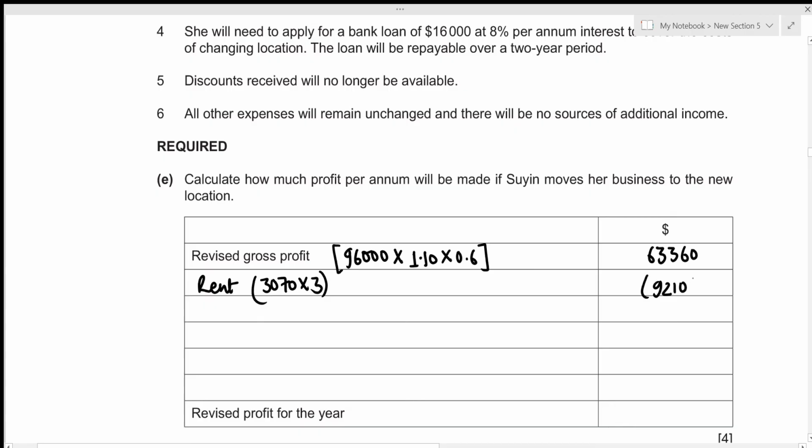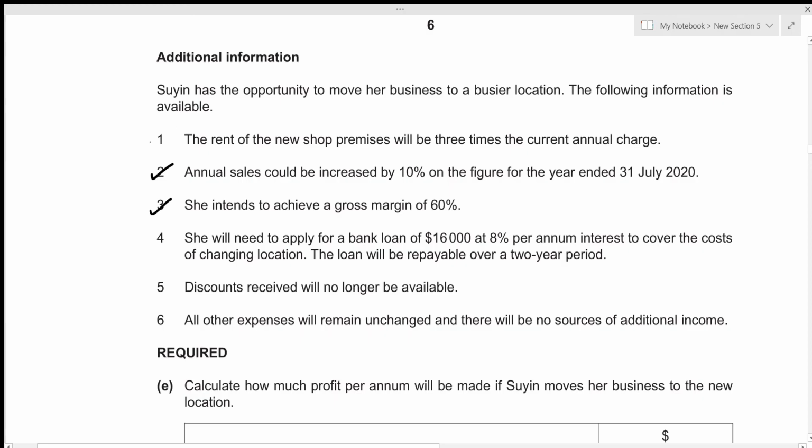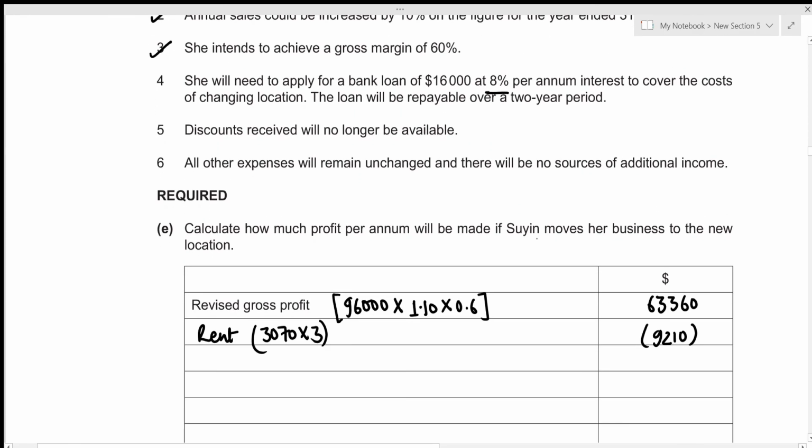And we are subtracting this in order to figure out the profit. Alright, so we made use of the first information as well. We're given that she will need to apply for a bank loan of 16,000 at 8% per annum interest to cover the costs of changing location. So we need to include this interest charge under the overhead, right? So let's calculate that first.